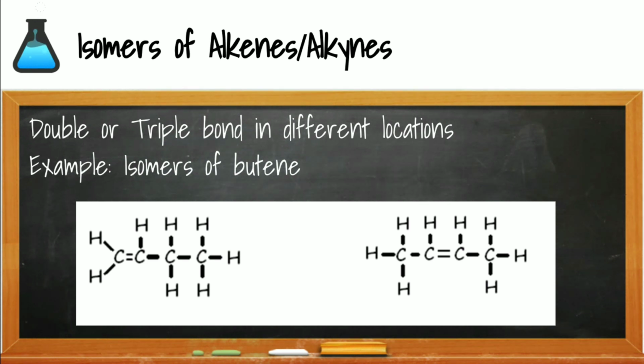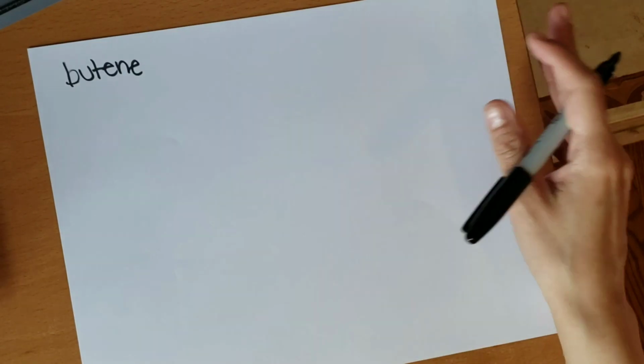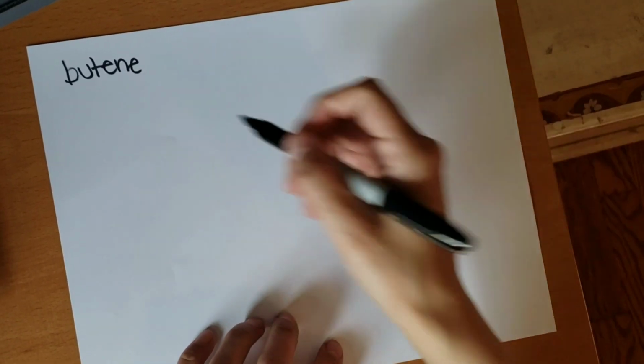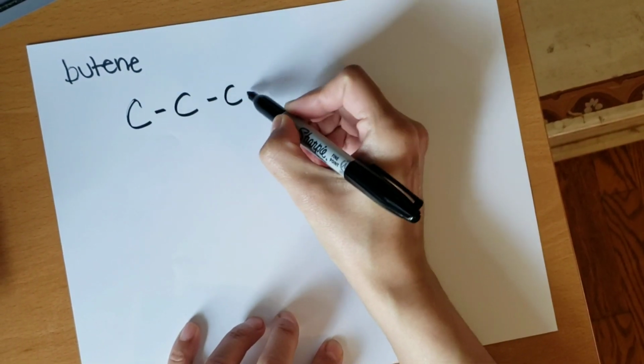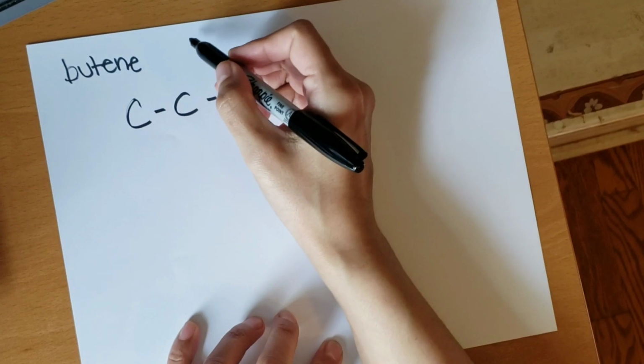Now, when you have an alkene or alkyne, to draw the isomer, you can simply move the double bond. So let me show you how to do that with butene and pentene. Let's see if we can draw isomers of butene. But is the prefix meaning 4 carbons. Ene means there's a double bond.